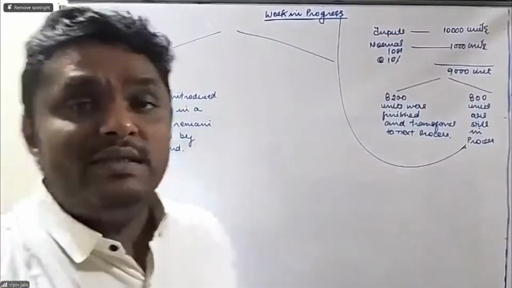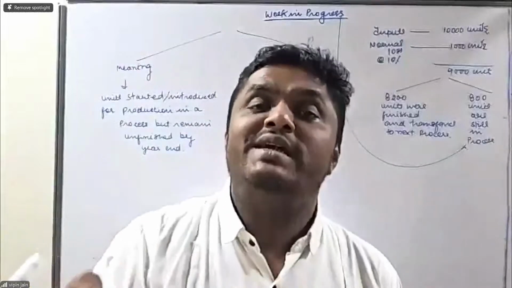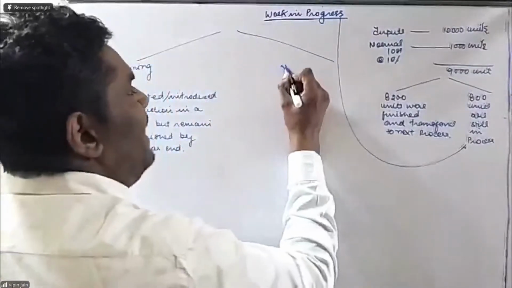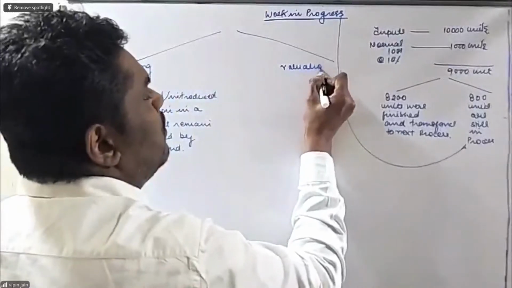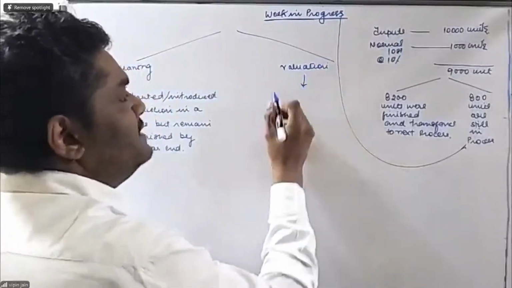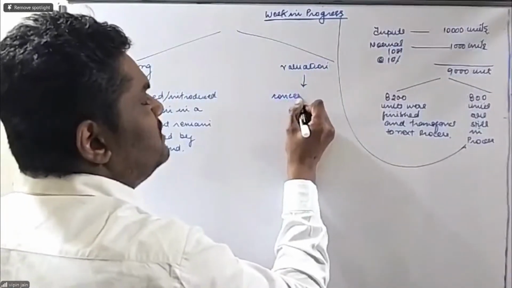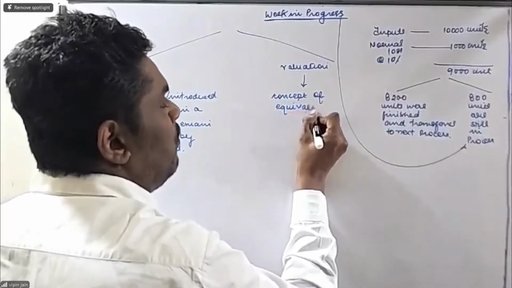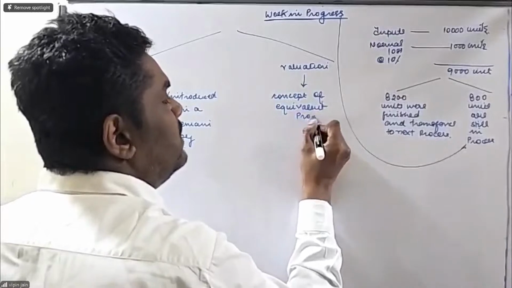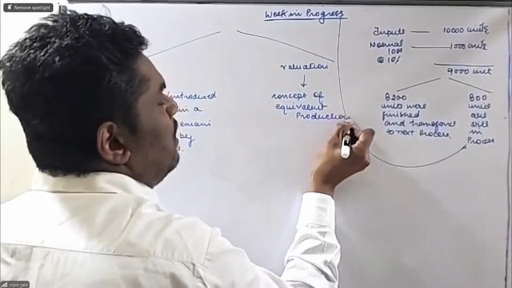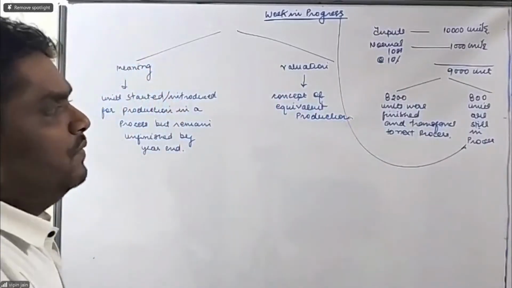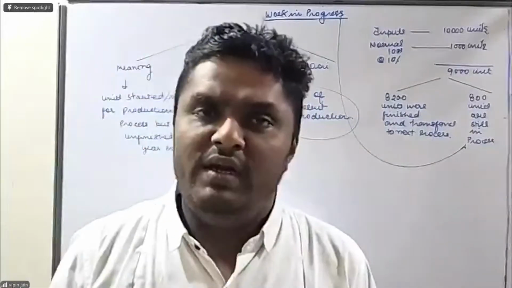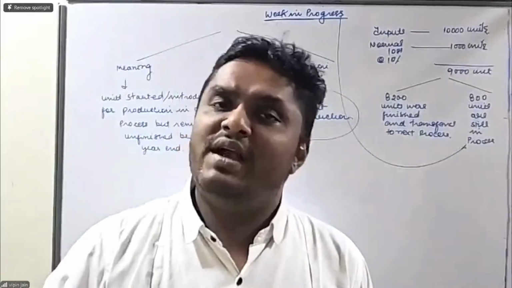Now the point is how to value the units that are semi-processed or unprocessed, whatever it is. So when talking about the valuation, the concept of equivalent production comes into the picture. Now, what is the concept of equivalent production? I'll be discussing this part in detail in this session and the coming session.